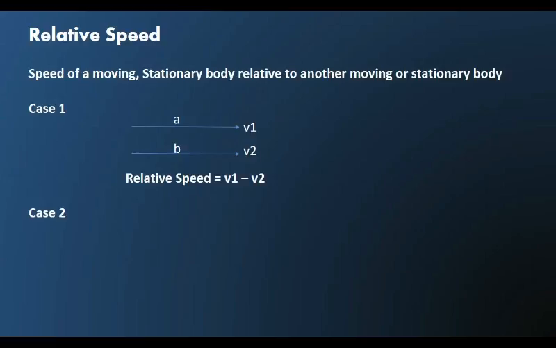Now let us look at the other case where the two bodies are moving in opposite directions. In this case, the relative speed between the two bodies would be equal to the sum of the individual speeds. This sums up relative speeds.